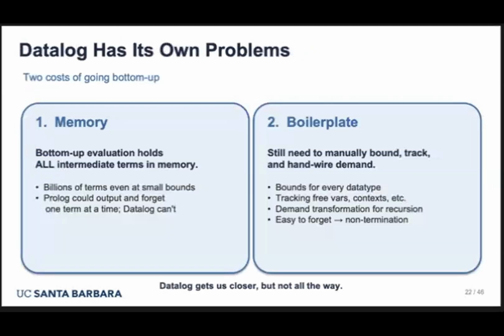But in looking into this, we found that unfortunately, using Datalog has its own problems. There are two main costs of trying to do generation from bottom up, those being memory and boilerplate. So first, let's talk about memory. As I mentioned before, doing bottom up means that every intermediate term is going to stay in memory until we hit that fixed point. And while this can be great for performance sometimes because it's like memoization and we don't have to recompute things, it also makes this a really, really memory hungry computation.